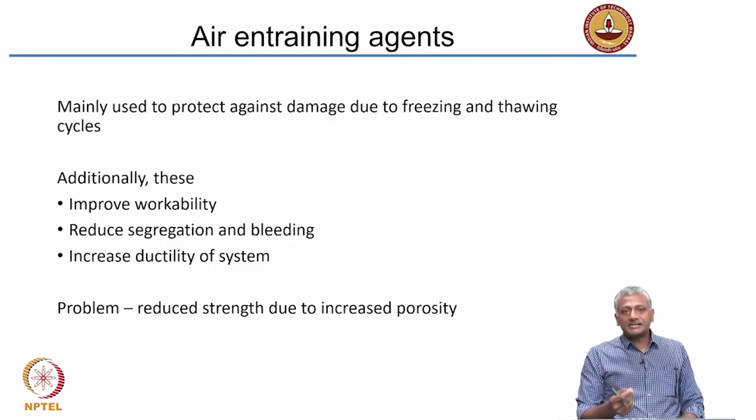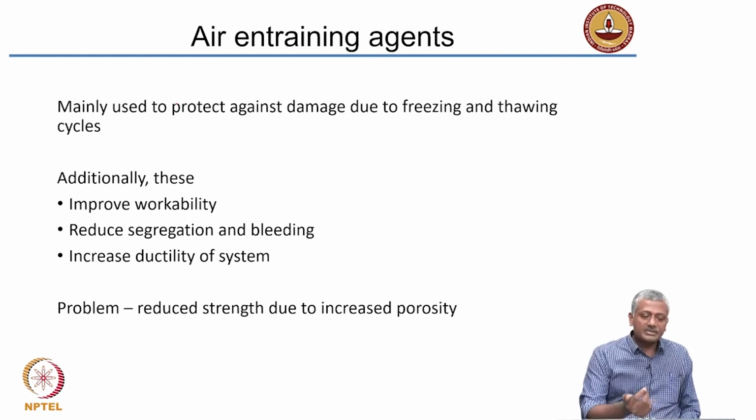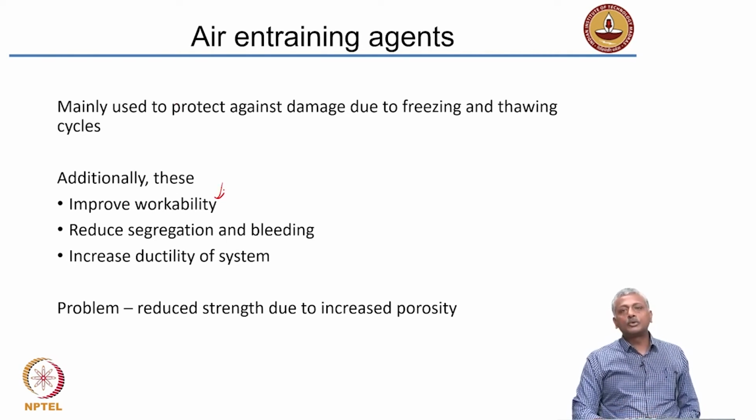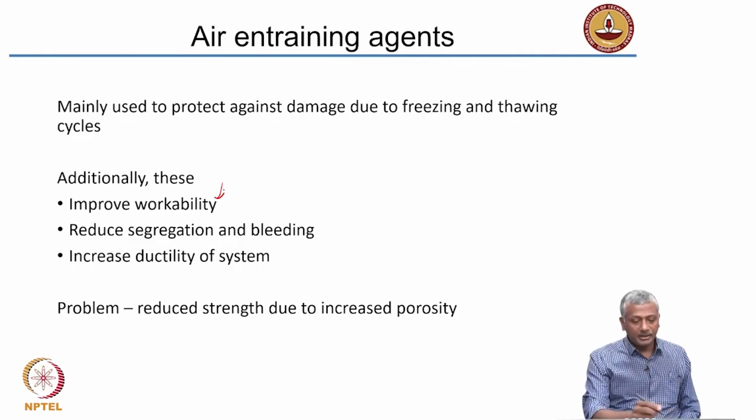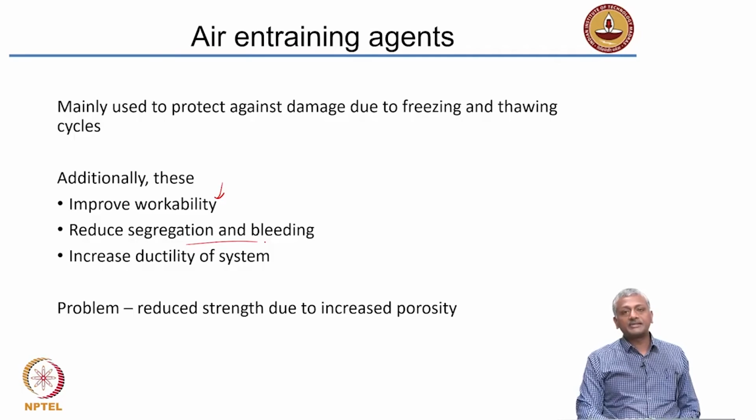So, in such cases, what we do is we put very small air bubbles in the concrete. Air entraining agents create small air bubbles in the concrete that provide a space for the water to convert to ice and expand. So, that reduces the stress in the concrete and reduces the cracking. Freeze thaw is a major problem in certain parts of the world, and that is where air entraining agents can help. But sometimes they also lead to additional impacts like improving the workability, reducing segregation and bleeding, and increasing ductility of the system.